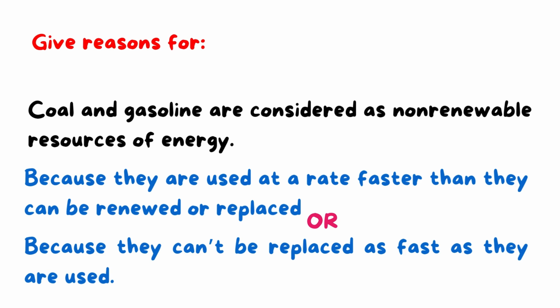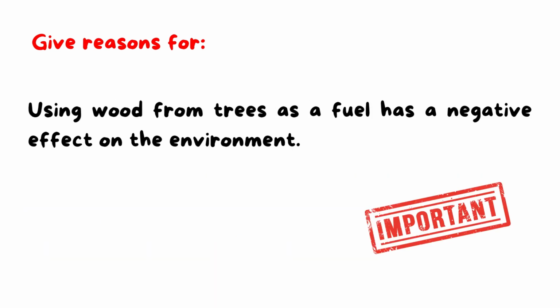You can choose any of these answers to express the meaning, okay? Here we have an important give reasons for question: using wood from trees as a fuel has a negative effect on environment. We know that wood is a type of fuel called what? Biofuel, okay? And we know when we cut more wood, this causes a negative effect on the environment.